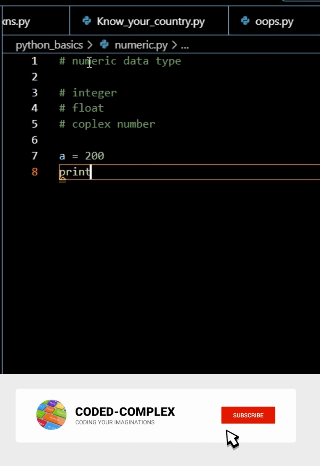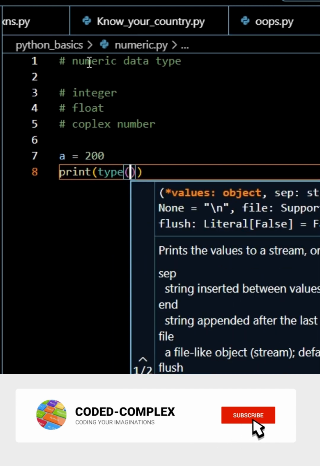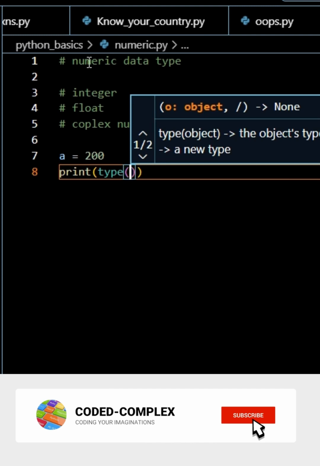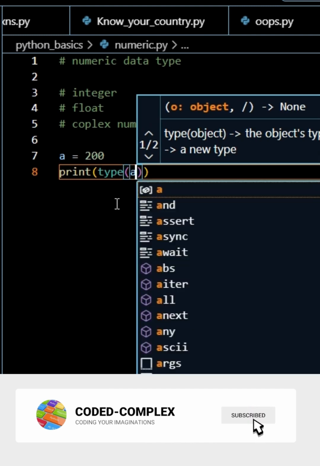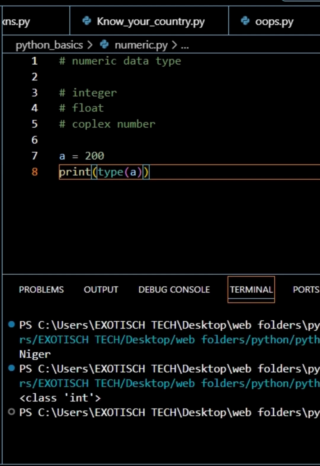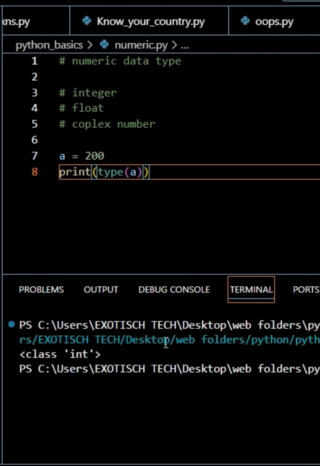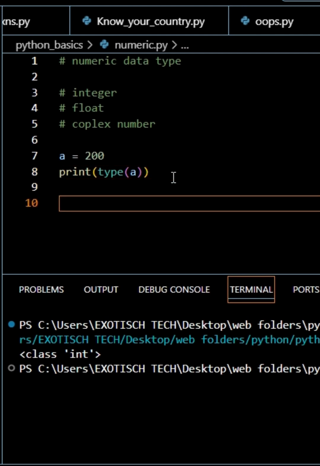Here you can see we declare a variable a, and let's print the type of a to see the type of data that it is. Okay, so here we've printed the type of data, and you can see it's an integer. So a positive number, a whole number that is positive, is an integer data type.